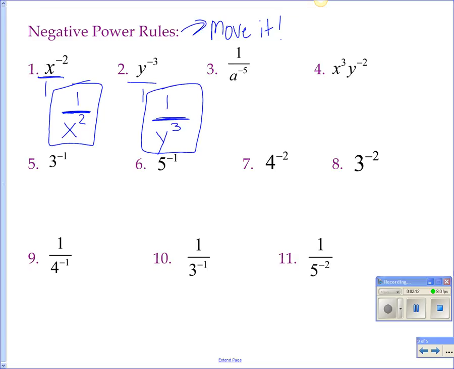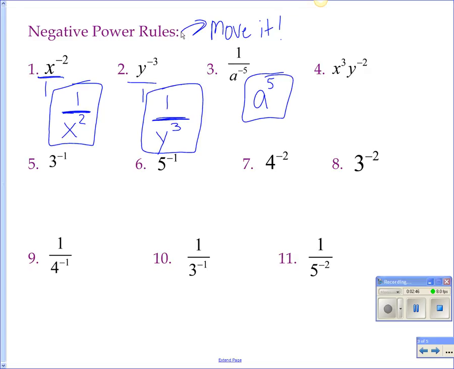Now, number 3 already has the 1 for you. Where is the a right now? It's on the bottom. Where does the a have to move to? Why do I have to move the a? To make it positive. So I move a to the top. Now, on your answer, you don't have to put a 1 on the bottom. That's optional. Okay? You can, but you don't have to. You can leave your answer like that if you want. Okay? All right, number 4.